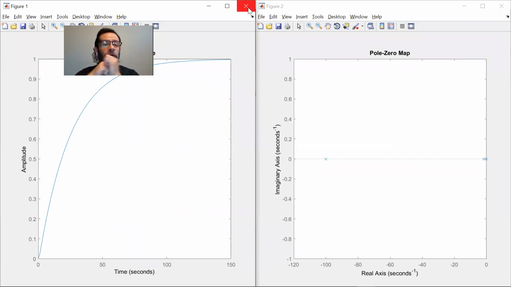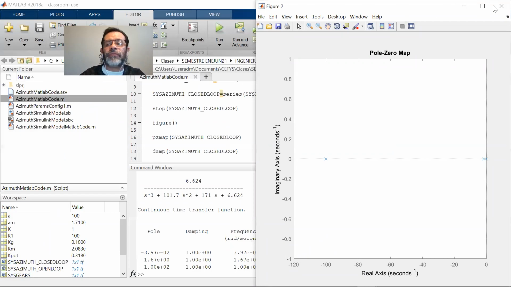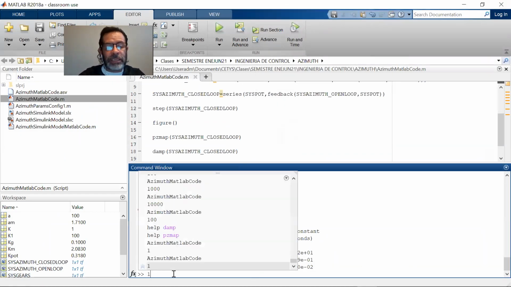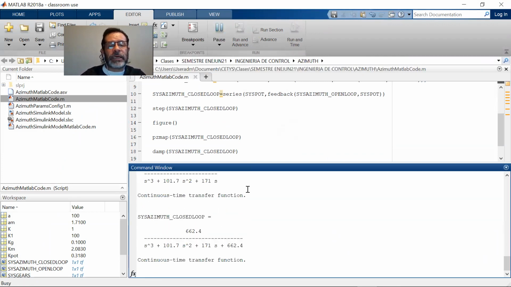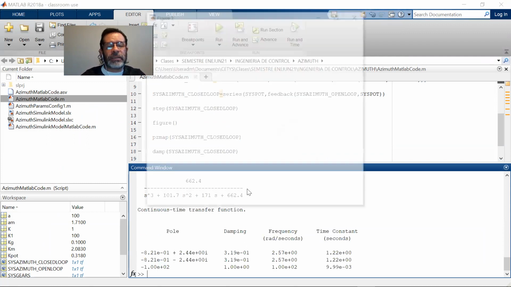Okay. Now, what did we say about this response? It's too slow. We need for it to be quicker. And that's why we gave the system a higher K. So now let's see what happens when I give the system the K of 100. We had already seen that, but now let's look at the poles, the zeros, and the damping.